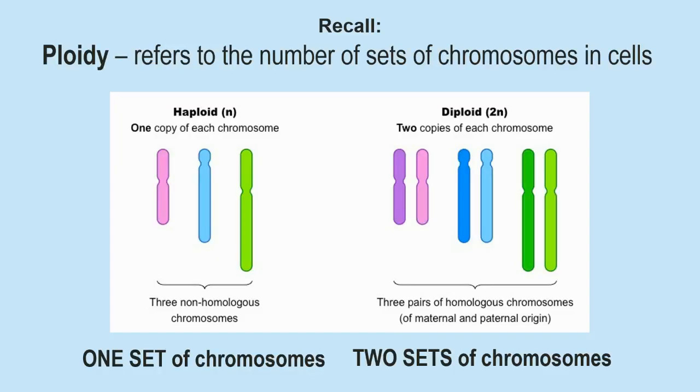So let us have a recall about what is ploidy. When we say ploidy, it refers to the number of sets of chromosomes in cells. When we say haploid, one copy of each chromosome, and diploid, two copies of each chromosome. In mitosis po kasi it is only for diploid, and both haploid and diploid apply in the meiosis since a diploid parent cell produces four haploid daughter cells.